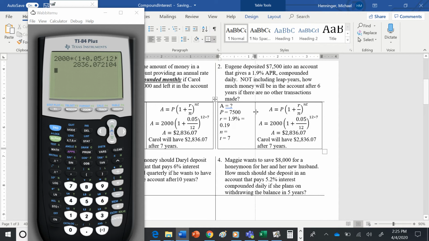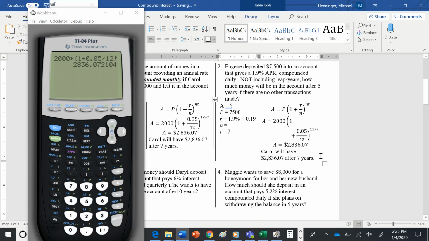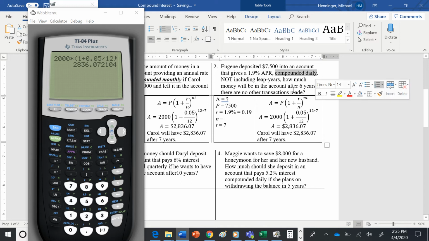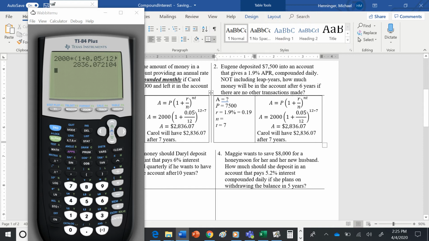Keeps going down to the next line, so I'm going to shift this over just a bit. There we go. All right, so now n is how many times it's compounded per year. So it's compounded daily, it says right here, compounded daily. So daily is 365 times a year, not including leap years, is what they say on the next line. How much money will be in the account after 6 years? So we'll change that 7 to 6 if no other transactions are made.